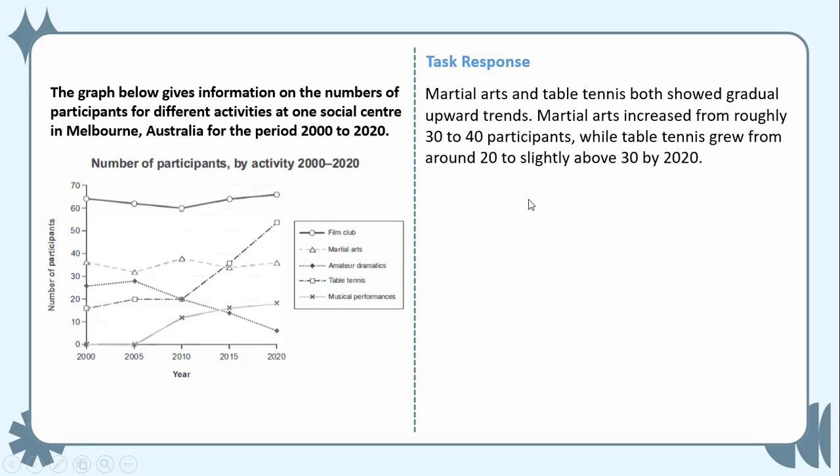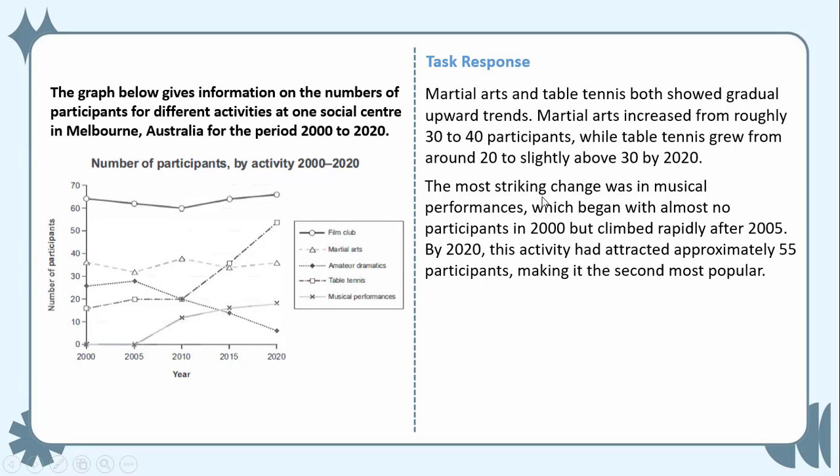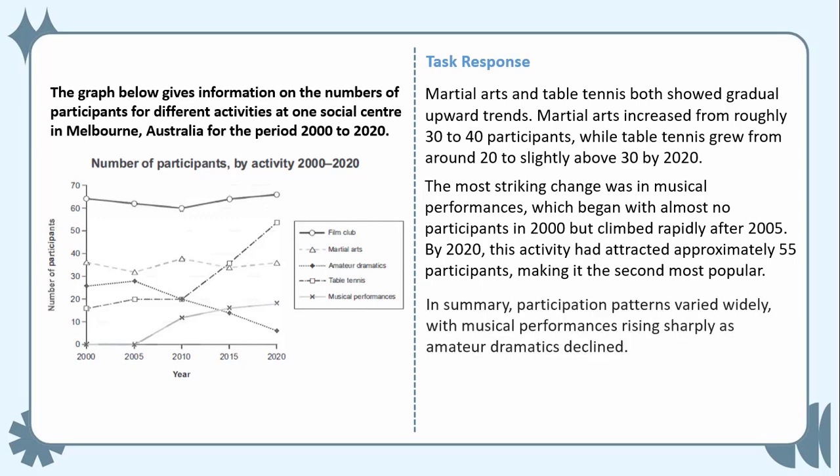The most striking change was in musical performances, which began with almost no participants in 2000 but climbed rapidly after 2005. By 2020, this activity had attracted approximately 55 participants, making it the second most popular. In summary, participation patterns varied widely, with musical performances rising sharply as amateur dramatics declined.